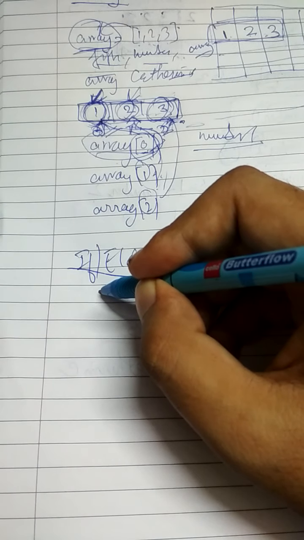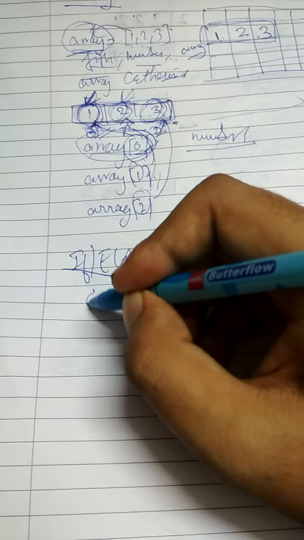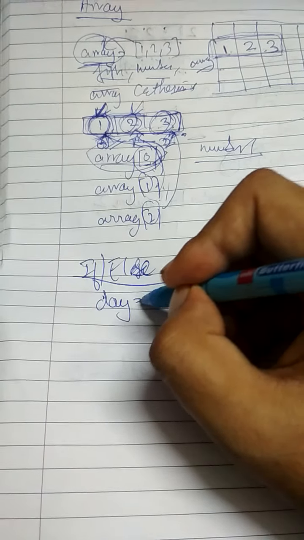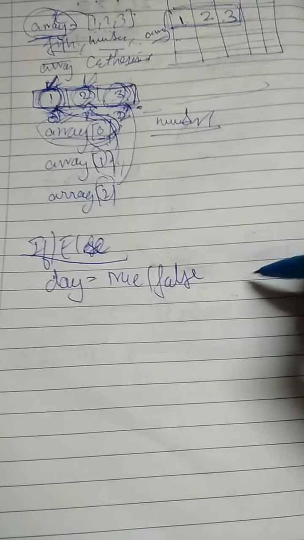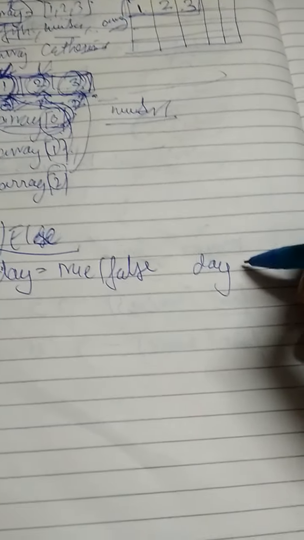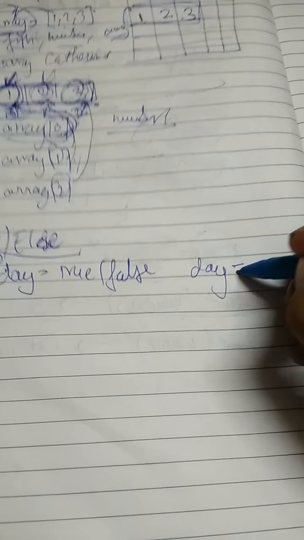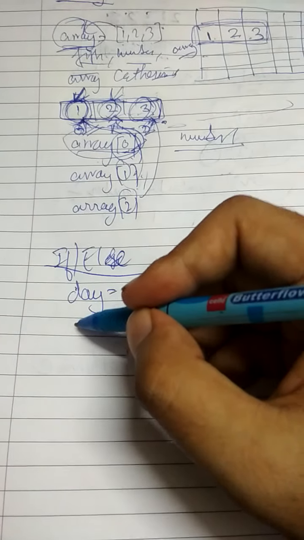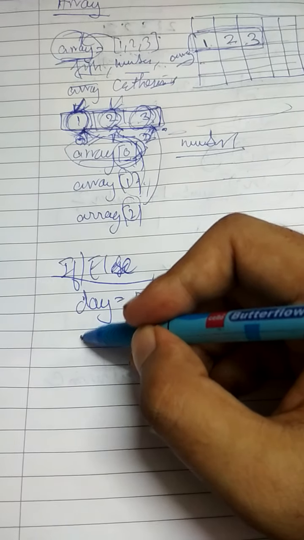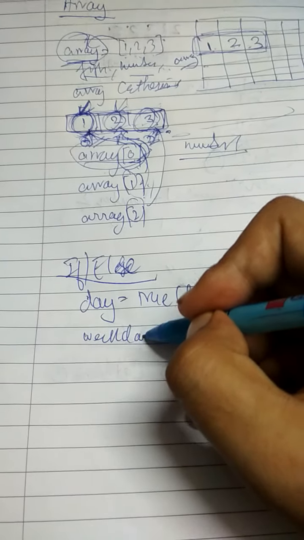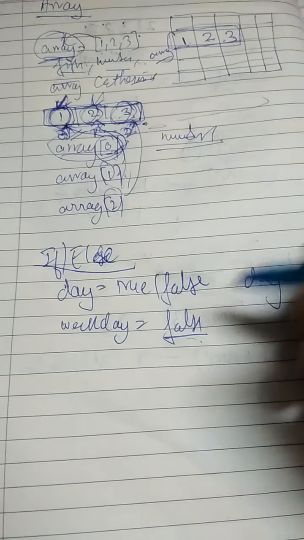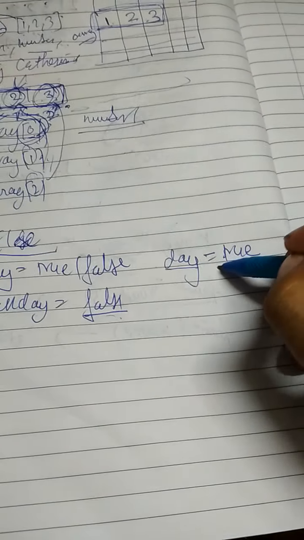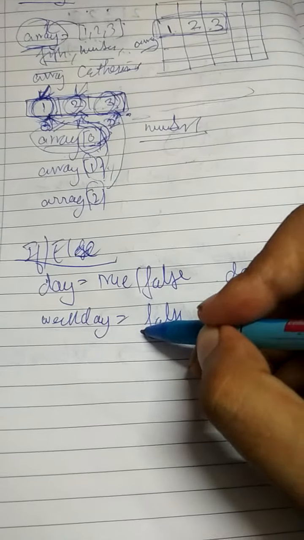We have a variable day which can be either true or false. Suppose we say day is true, it is 12 p.m. in the morning. We say, is it a weekday? We say it is false. This can also be true or false, but we are saying it is false. So day is true, and weekday is false.